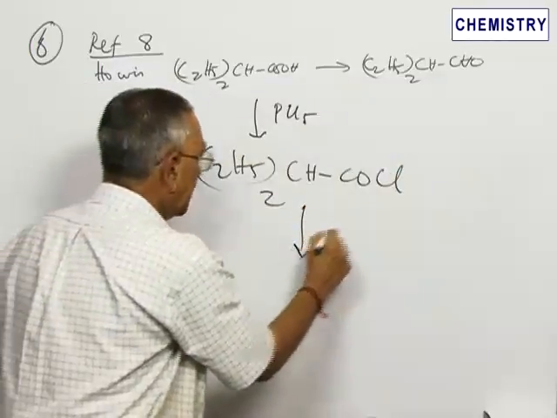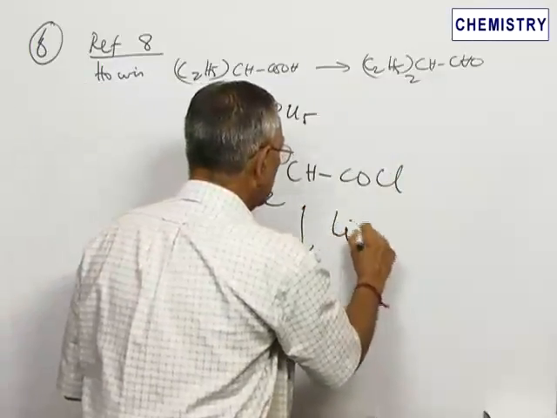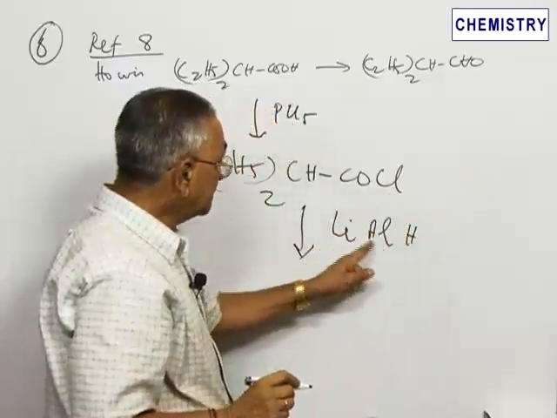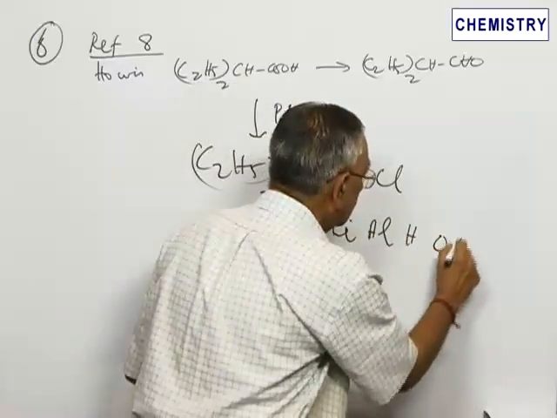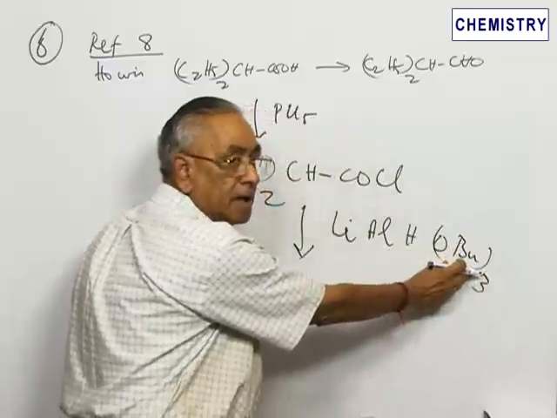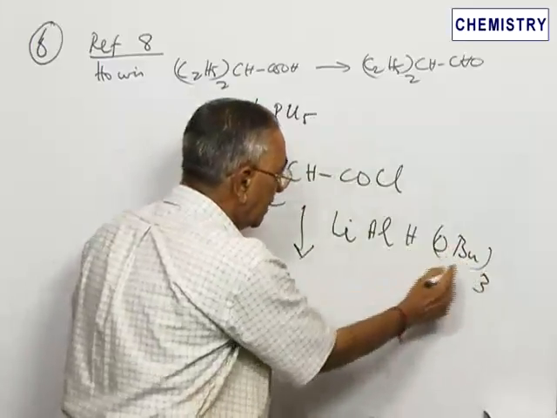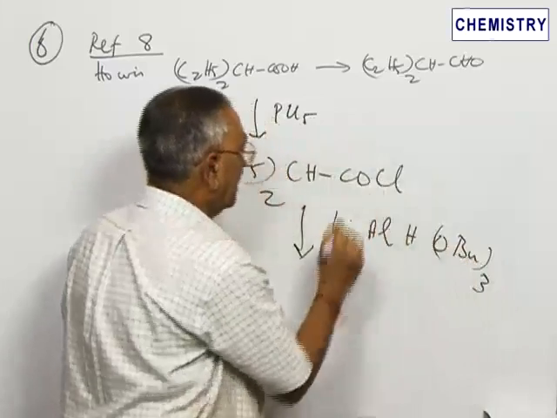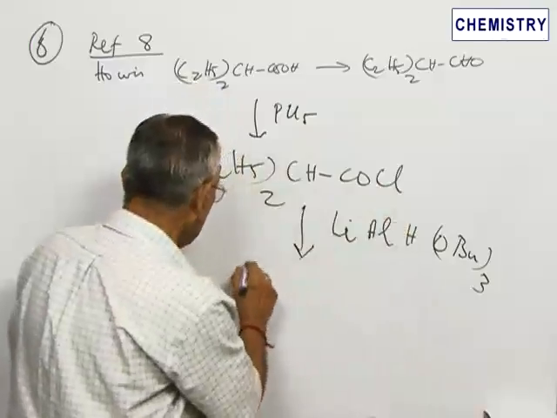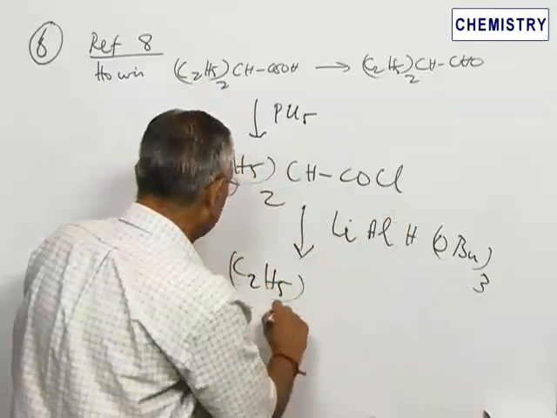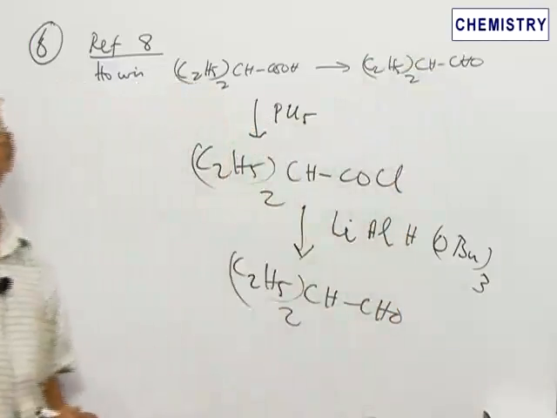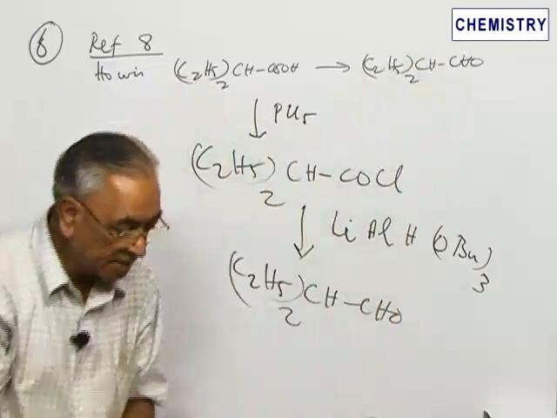This acid chloride can be reduced by means of a specific reducing agent which is not lithium aluminum hydride, but lithium aluminum tributoxyhydride. That is, instead of 4 hydrogens here, 3 are occupied by OBu, which is OC4H9. This is a selective reducing agent for the conversion to give the aldehyde. So this will give rise to the aldehyde, which is exactly our target molecule. So this is another method by means of which this can be effected.